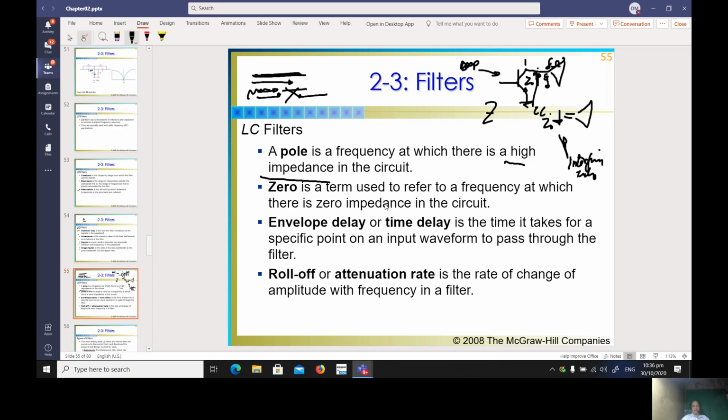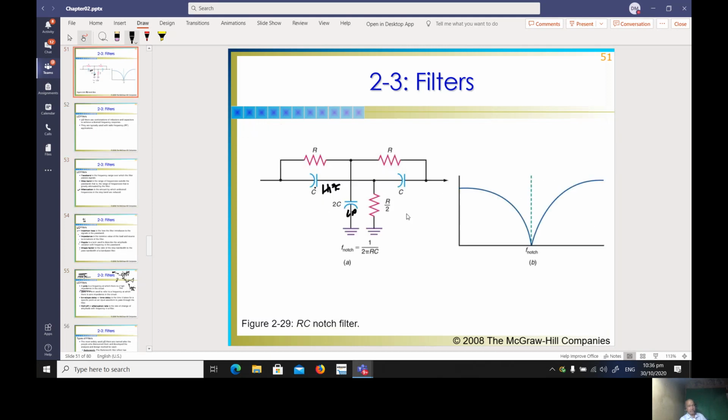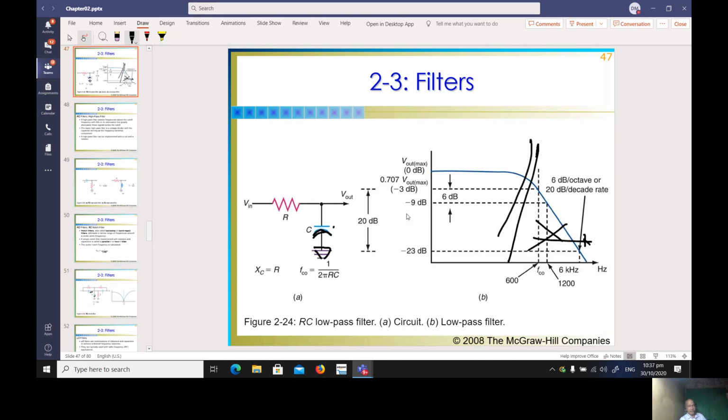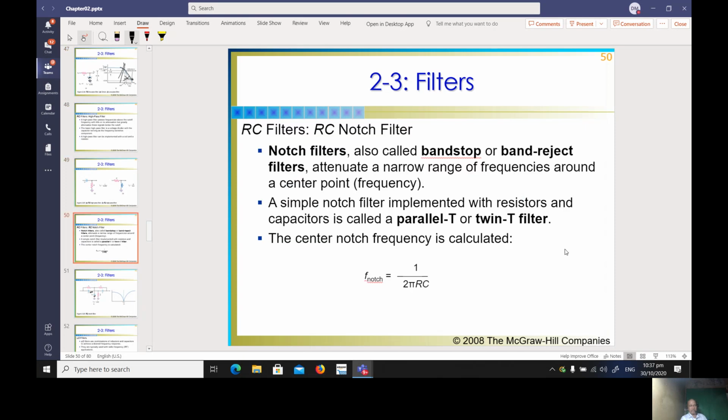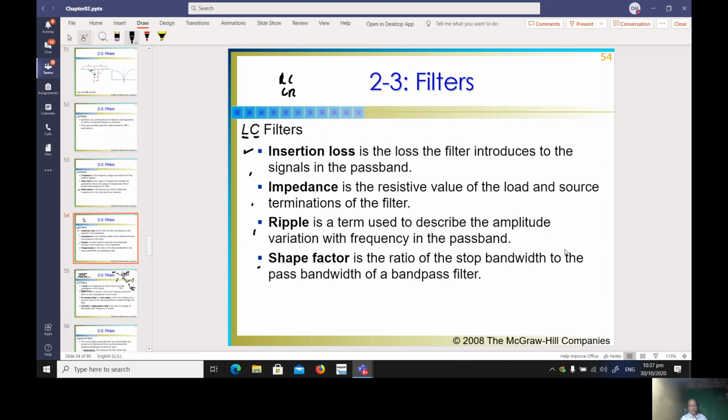Roll off or attenuation rate is the rate of change of amplitude with frequency in a filter. So these are our roll on and roll off, like earlier when we went back to the frequency responses, like this. This is roll on. In switching from frequency to frequency, from high to low to high.